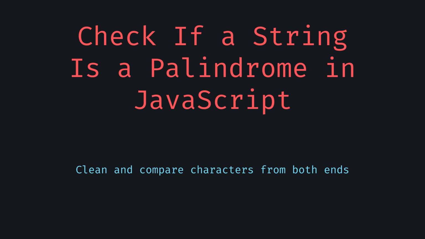Hello and welcome. In this video, we write a JavaScript function to check if a given string is a palindrome. A palindrome is a word or phrase that reads the same forward and backward. It will handle spaces, symbols, and even case sensitivity. Let's get started and see how clean logic can solve this classic problem.